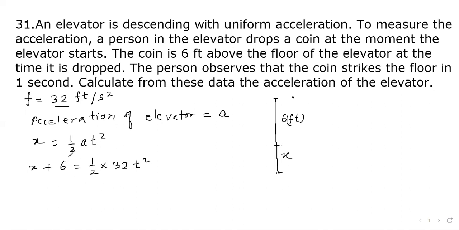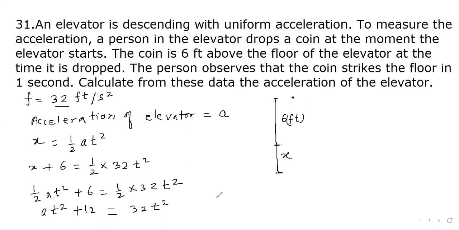We put the value of x here: 1 by 2 a t square plus 6 equals 1 by 2 into 32 t square. From here, we multiply each term by 2. So a t square plus 12 equals 32 t square. Given t equals 1 second, if we put this value here, so what do we get? a plus 12 equals 32, or a equals 20 feet per second square. And that is our answer.